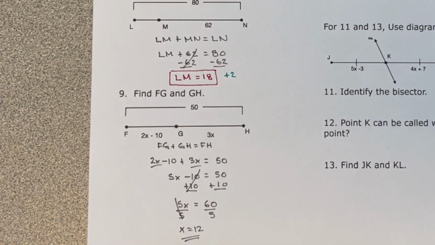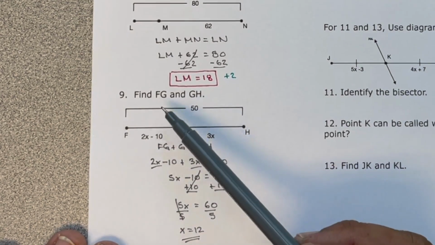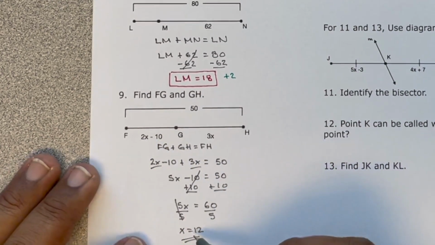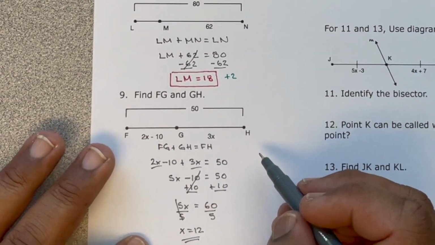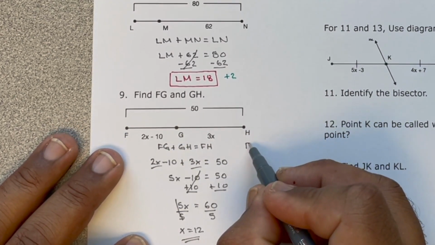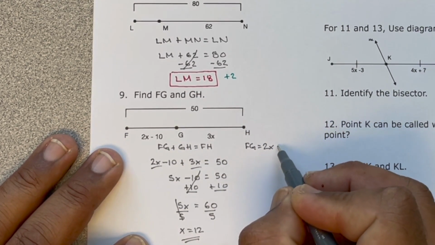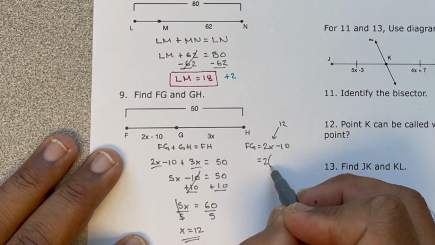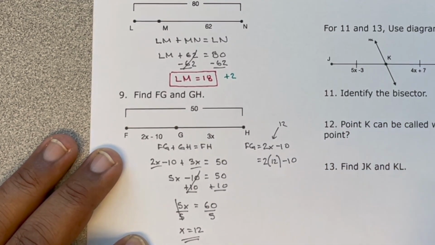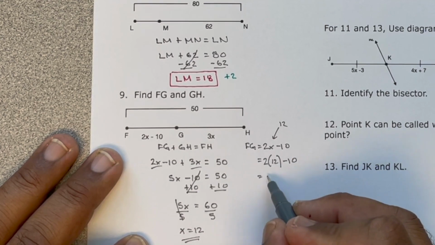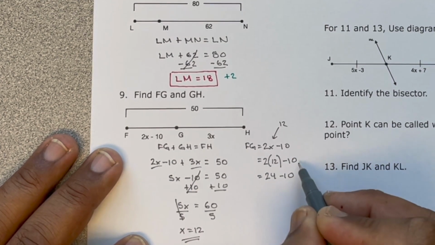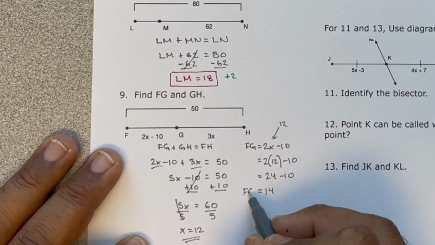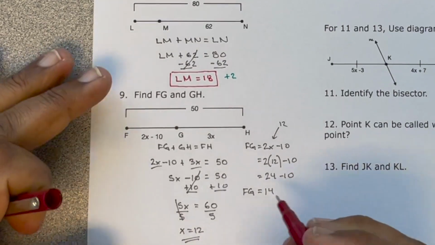This is where you might feel like you're done, but you're not, because it's asking for FG and GH, which is the length of those, and right now they still have x's in them. So I need to take this 12 and plug it in to each one. Starting with FG, it is equal to 2x minus 10, and I've got to plug in that 12 right there. So that equals 2 times 12 minus 10. 2 times 12 is 24, minus the 10 equals 14. So FG equals 14.